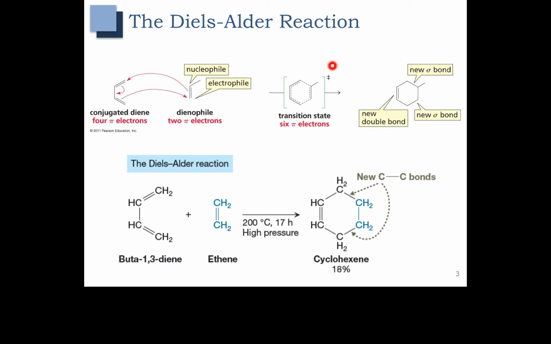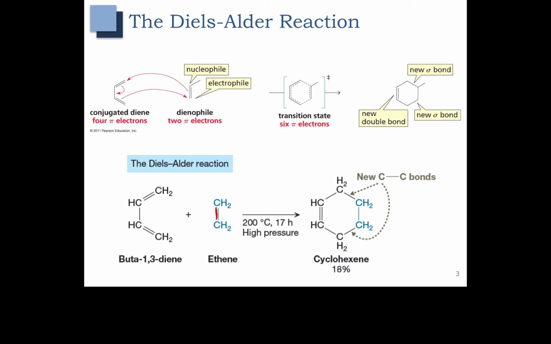The transition state is shown here, where you can see the bonds half formed and half broken. The product is a new 6-membered ring with a double bond and 2 new sigma bonds. In the picture down here, you can see the 2 carbons from the dienophile represented in the product. Let's look at the arrows in a little bit more detail just so we can outline these.